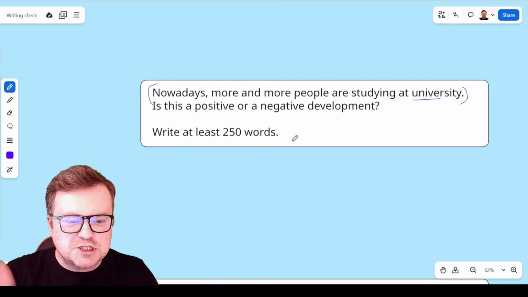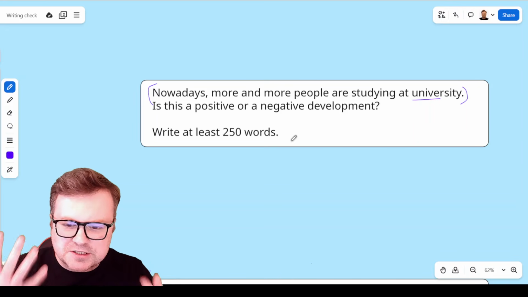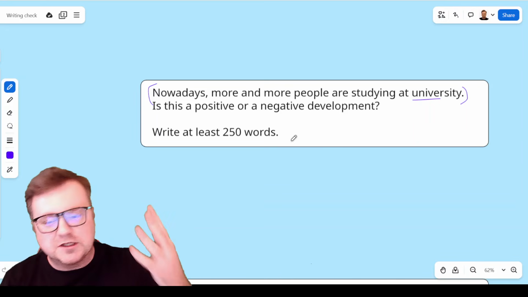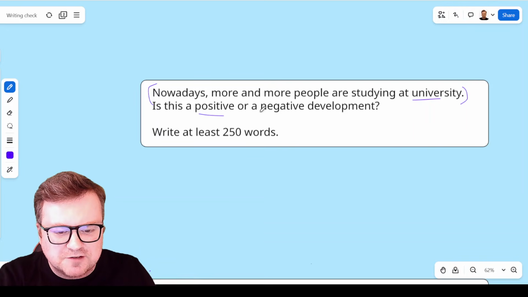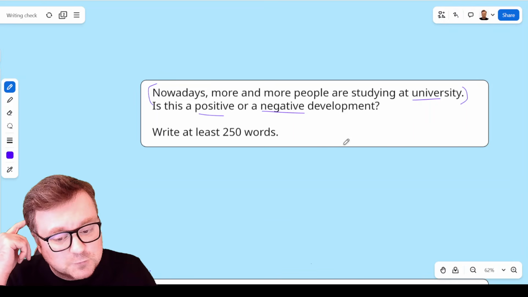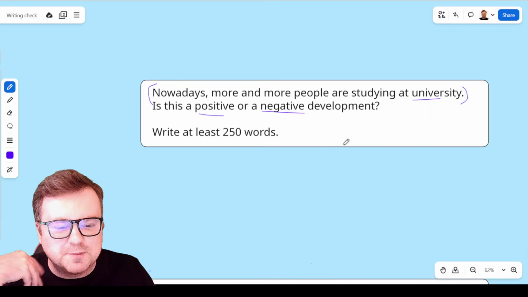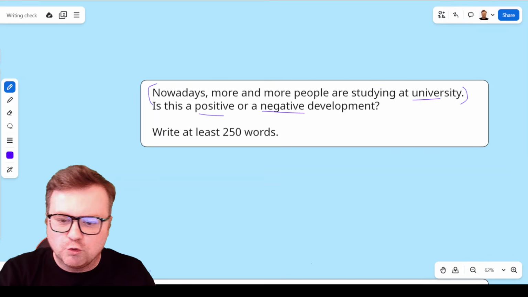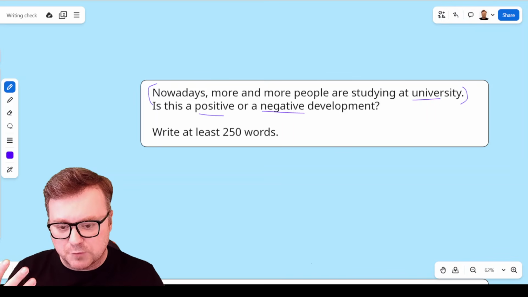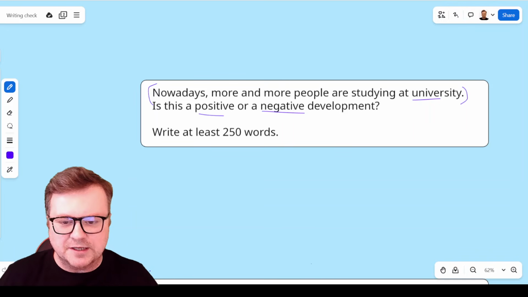So what is the discursive part of this? What is the debatable thing that we can discuss? Is this a positive or a negative development? Cool. Good thing or bad thing? More and more people are studying at university. So we already assume that there are some good things and there are some bad things.